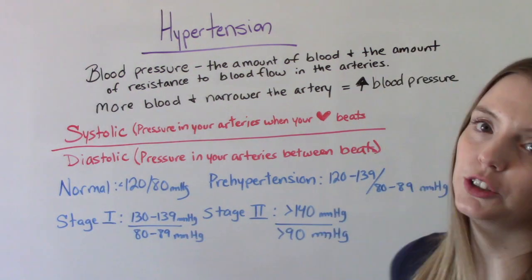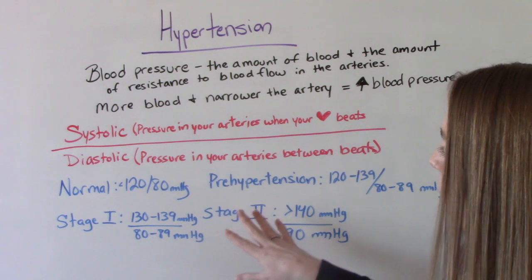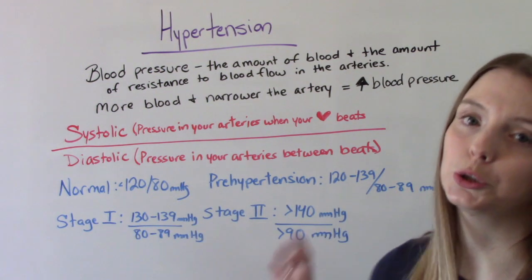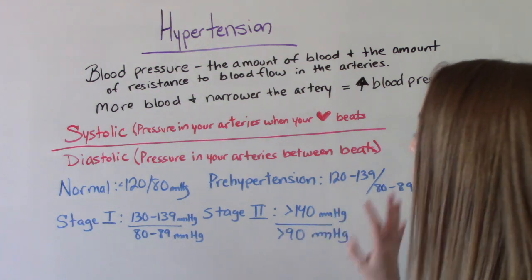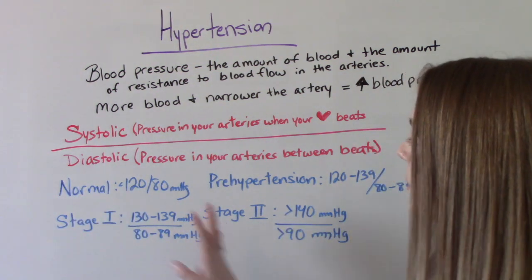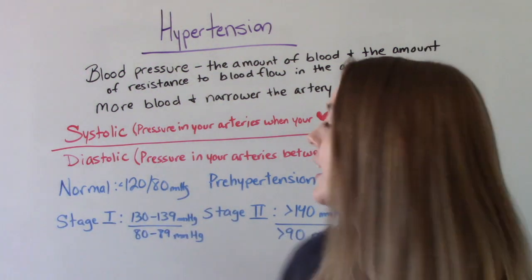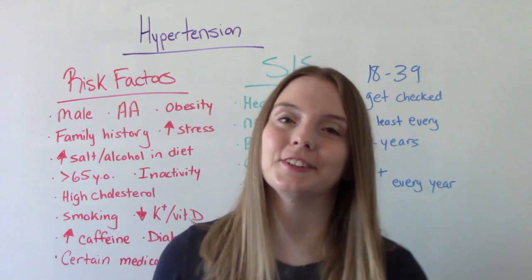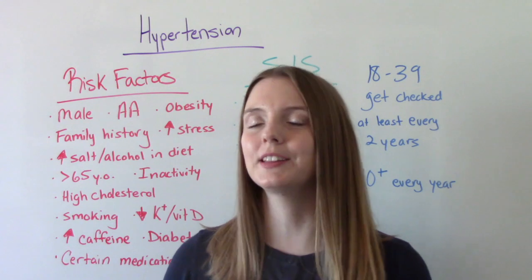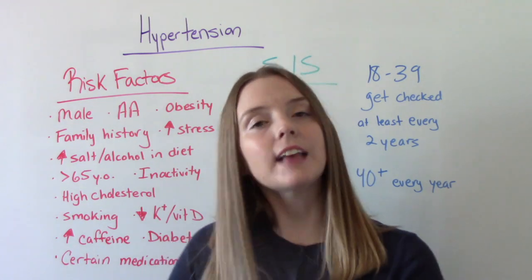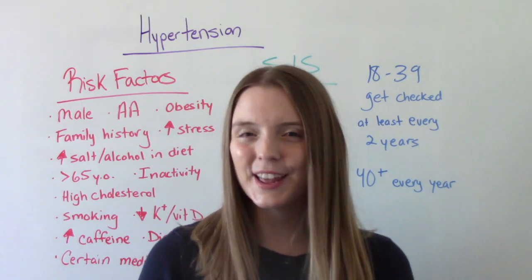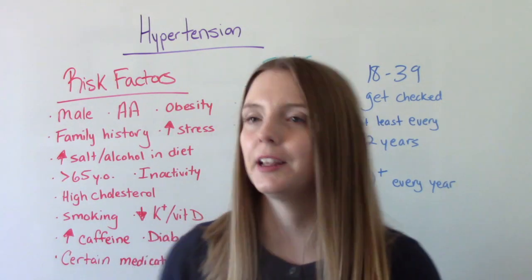So that's stage 2. And this is important that we have these stages because it helps us determine treatment. And when do we need to see the doctor? When do we need to just keep a monitor on it? And when do we need medication? There are a lot of risk factors associated with the development of hypertension. Some of them are modifiable, like your diet. Some of them are not. So I'm just going to briefly touch on them.